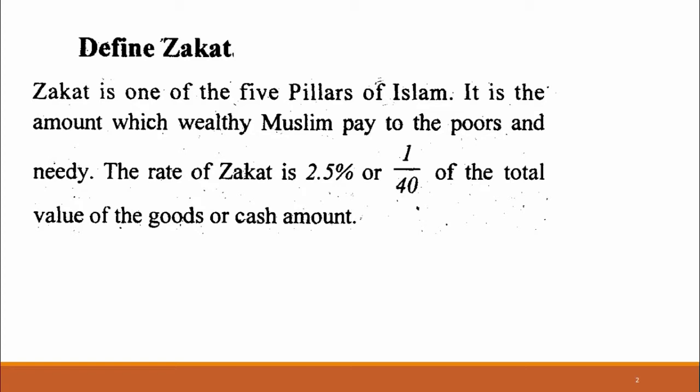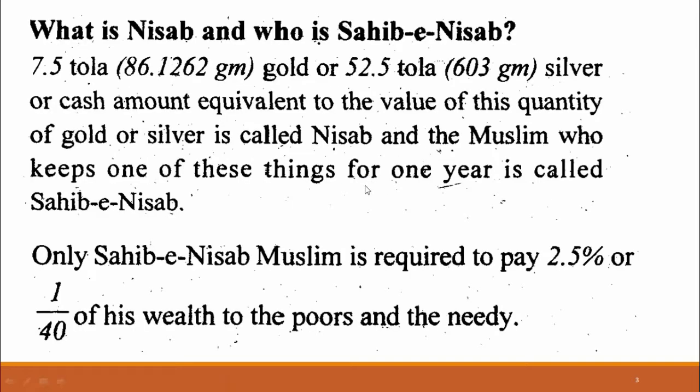So, from the Islamic point of view, 2.5% is the rate of zakat. 2.5% means 1 rupee out of 40 for the zakat. So, the next question is: what is nisab and who is sahib nisab for the zakat?